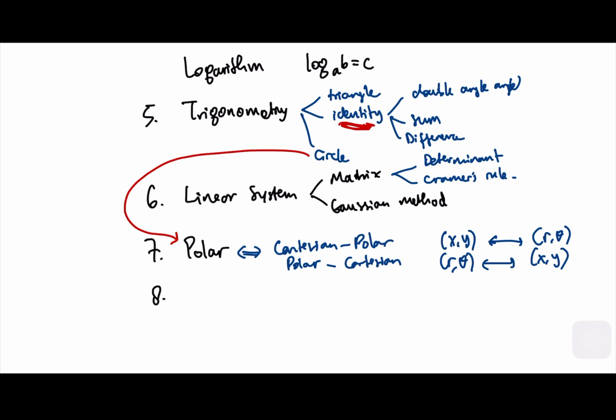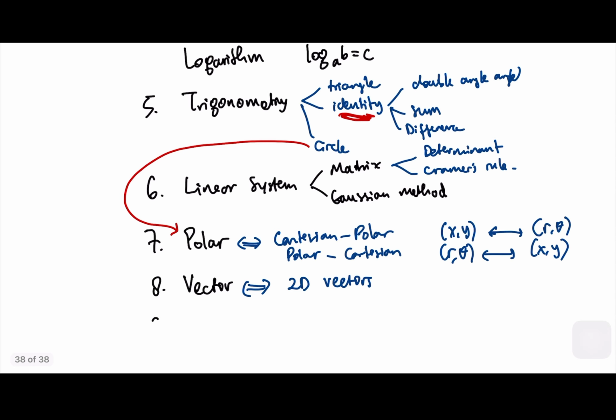And next is vectors. But I think for the finals, I will just focus on two-dimensional vectors, okay? And next is the conic sections. I will just focus on two types, the hyperbola, oh, not hyperbola, sorry, the ellipse, and the parabola.